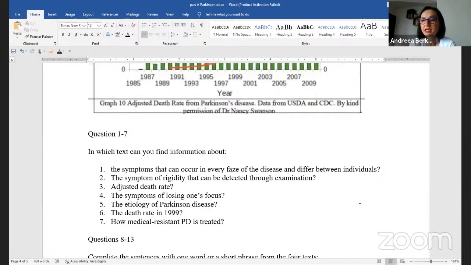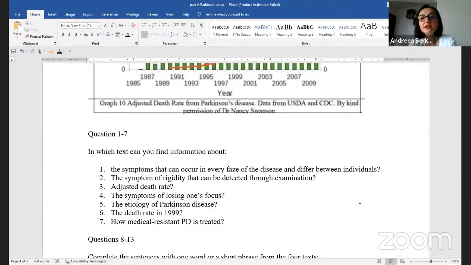I will read the first question and I will point out which is the specific information in the question that you will use for scanning. So, the symptoms that occur in every phase of the disease and differ between individuals. We have the word symptoms, which is very important because you have to know that you are going to look at a text that talks about symptoms. And we have 2 texts, actually. Earlier, when we looked at the headings of each text, we found that there are 2 texts that talk about symptoms, texts B and C. One of them was motor symptoms, the other one was non-motor symptoms.